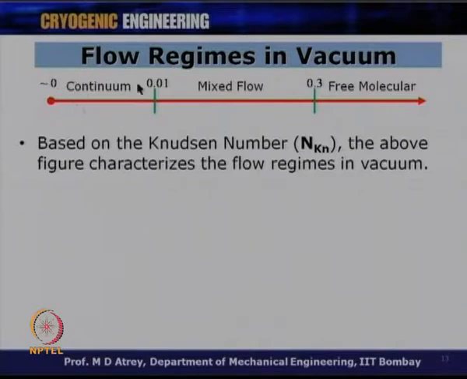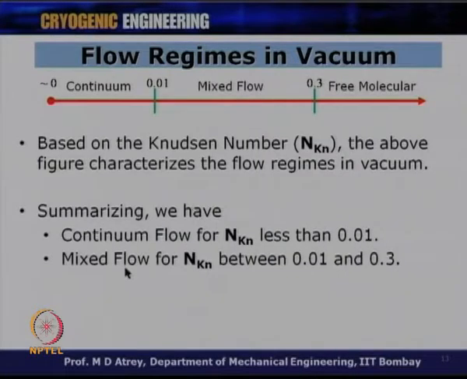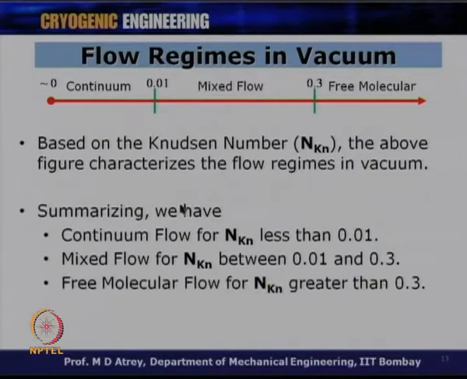Here the lambda value is going to be very, very small as compared to the characteristic dimension of the container. Summarizingly, we will say that we have continuum flow for Knudsen number less than 0.01, mixed flow for Knudsen number between 0.01 and 0.3, and free molecular flow for Knudsen number greater than 0.3. The lambda value will go on increasing, the Knudsen number will go on increasing, and I will reach a free molecular regime when the Knudsen number is more than 0.3.